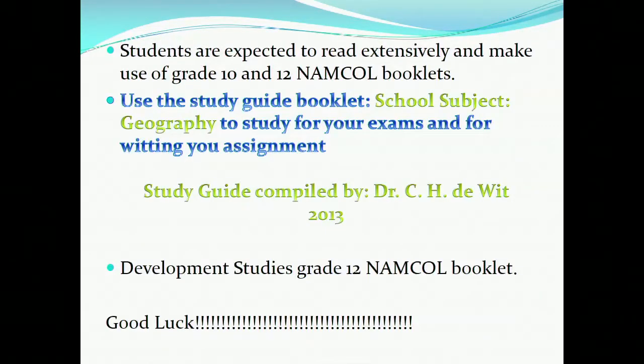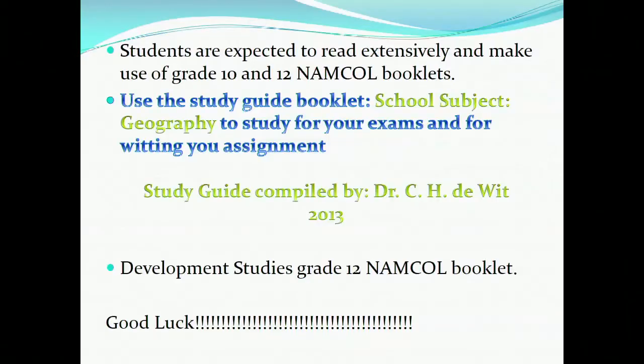Now, as I told you before, I only highlight the main points that you need to look at, but make sure that you study every subtopic that falls under the main units I highlighted. Read in depth to understand. As I said, you can make use of the Grade 10 and 12 NANCOL booklets. They can help you understand what is presented in your own study guide. But at the same time, you must also use your own study guide that the institution provided to you.